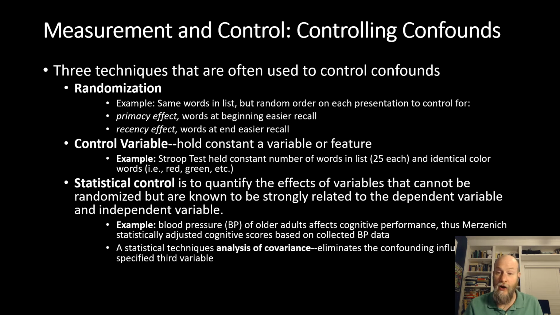First and foremost, randomization. As I mentioned earlier, by randomizing, for example, the words on the list, presenting them in a random order, that controls for a couple of possible confounds, things like what are called the primacy effect and the recency effect. If I give you a list of words to memorize, you are much more likely to remember the words at the beginning of the list and at the end of the list.